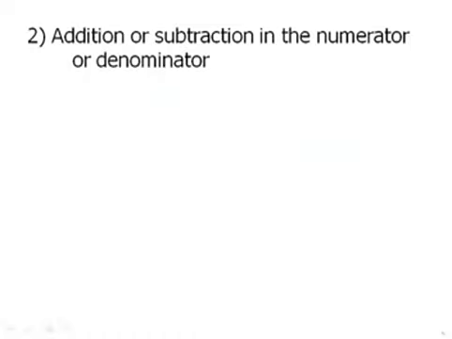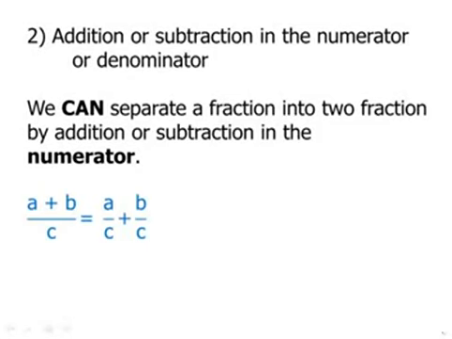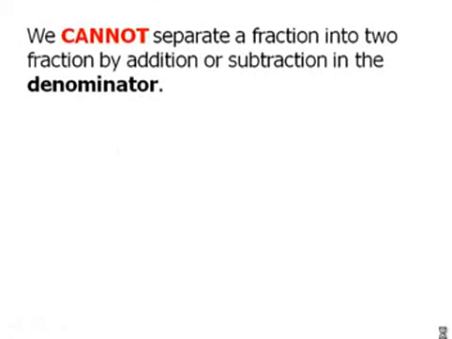The second idea we'll talk about is addition or subtraction in the numerator or the denominator. We can separate a fraction into two fractions by addition or subtraction in the numerator. So if we have a plus b over c, we could write that as a over c plus b over c. If we have d minus e over f, we can write this as d over f minus e over f.